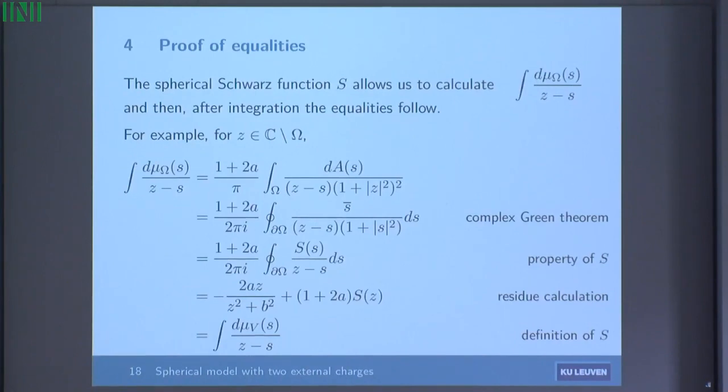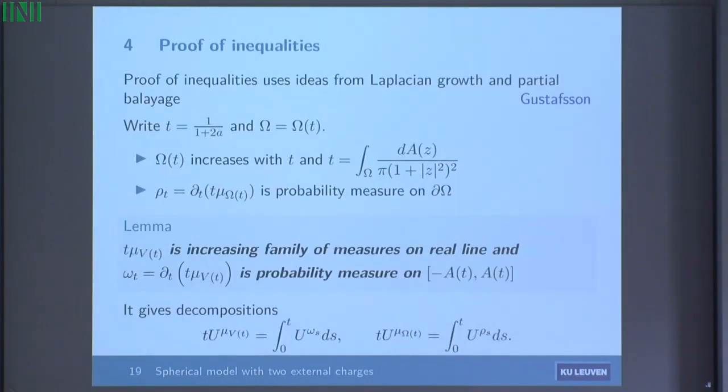Okay, and so the identity inside the ellipse is a little more complicated, but it basically follows this pattern. Then there are also inequalities we have to verify, and they use ideas from Laplacian growth and partial balayage. But in the interest of time, I will skip this one. It uses ideas from Gustafsson in this direction. You can ask about it during question time or in private.